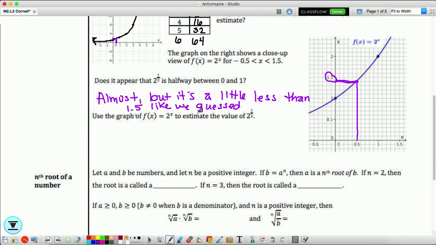So if we were to use this new graph now to estimate the value of 2 to the 1/2 power, if I counted my little grids here, it looks like it's counting by tenths. So this would be like 1.1, 1.2, 1.3, 1.4, and 1.5. So we can guess that maybe 2 to the 1/2 power is approximately equal to 1.4 instead of 1.5.